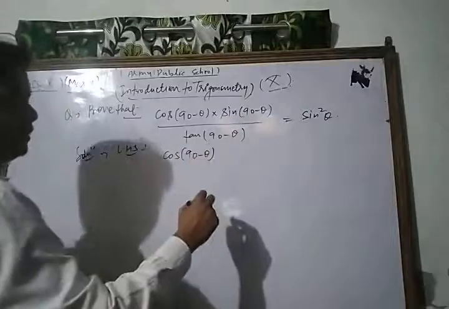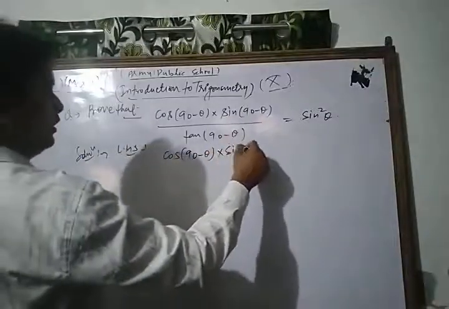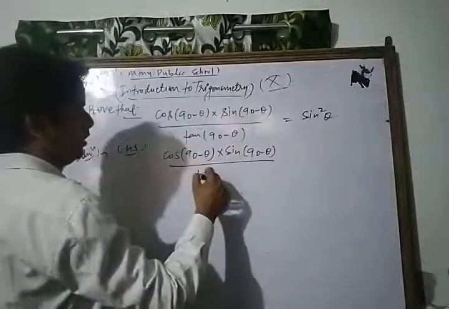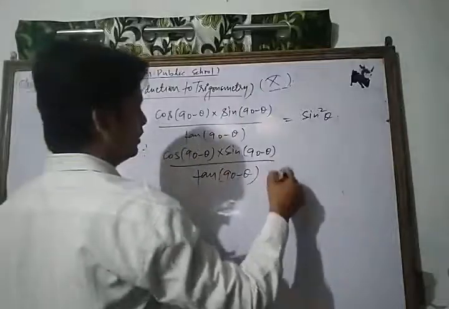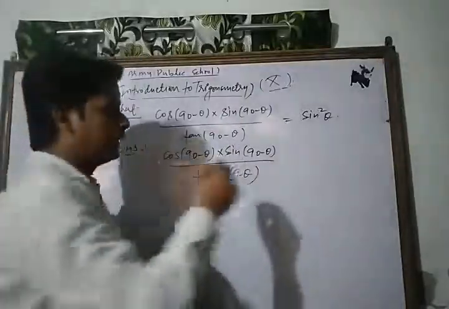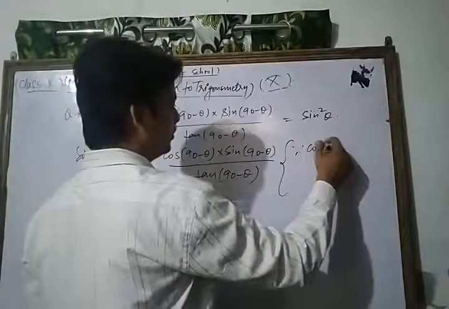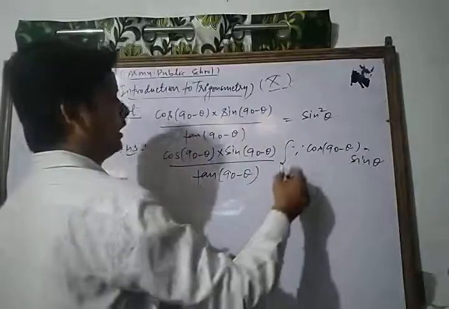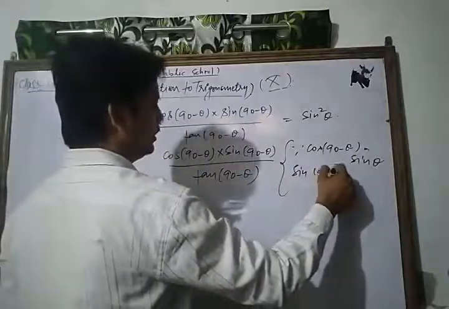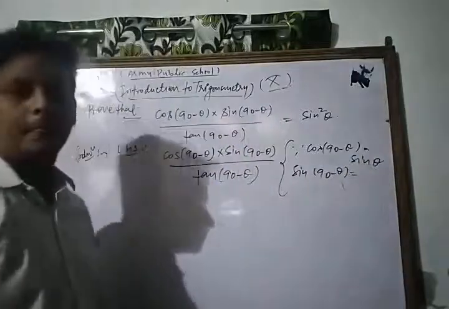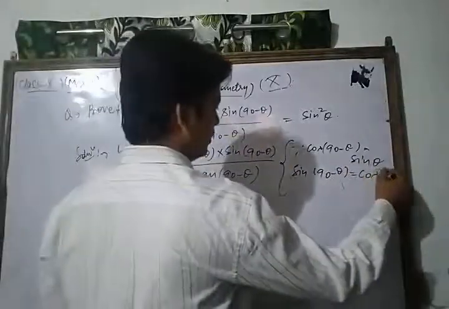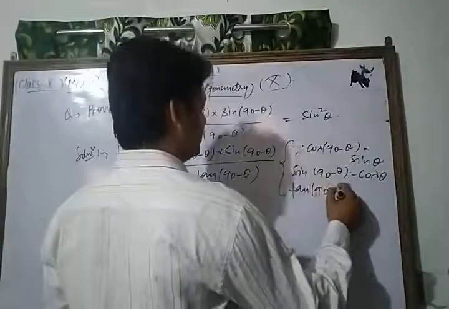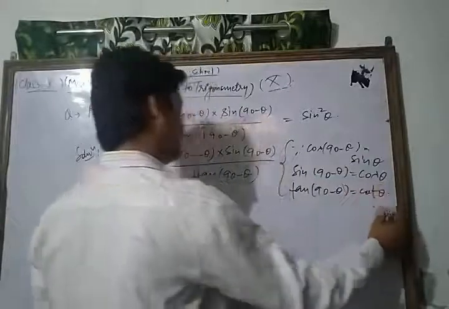The LHS is cos of 90 minus theta into sin of 90 minus theta upon tan of 90 minus theta. And you know the formulas: cos of 90 minus theta is sin theta, and sin of 90 minus theta is cos theta, and tan of 90 minus theta is cot theta.